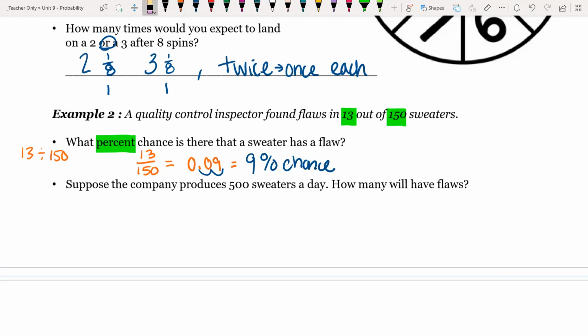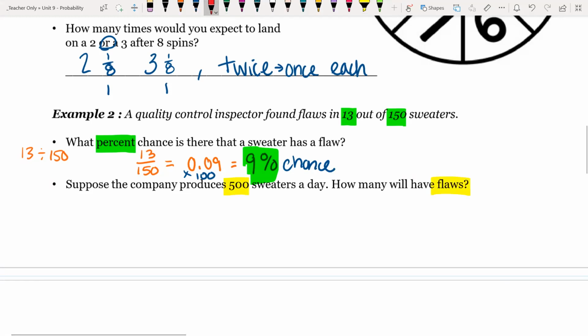So you can either move the decimal twice, or you can multiply by 100. And that's where I get that 9% from. So now we're going to do something else here. It says, suppose the company produces 500 sweaters a day. So suppose they set up 500 sweaters. How many will have flaws?